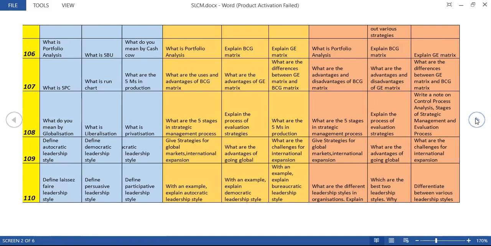Then there are advantages for the GE matrix as well as disadvantages. Same for the BCG matrix too. And unless we have clear information, if we use such matrices, we may run into trouble too.